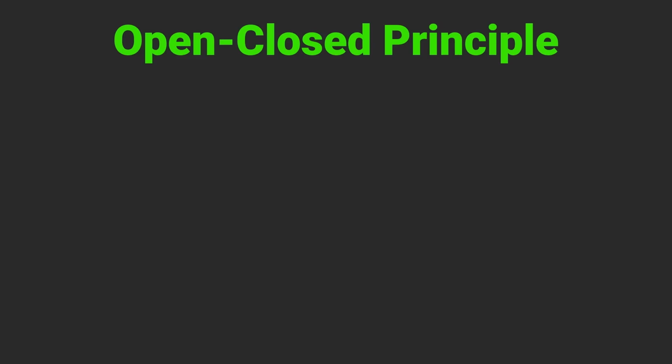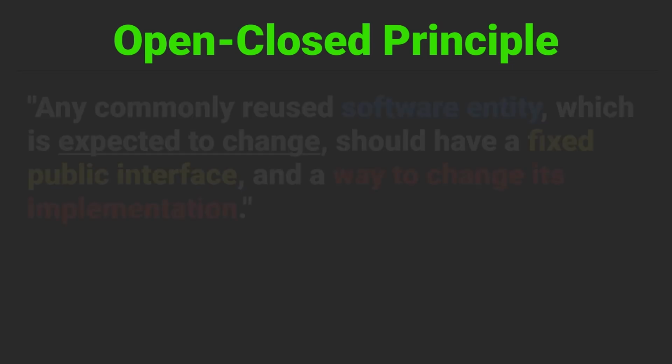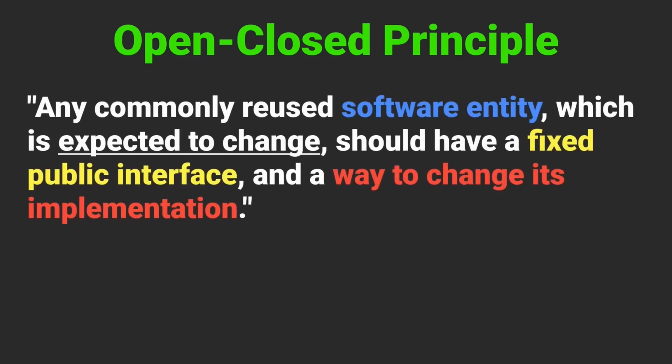The OCP is a relatively confusing concept, but I will try to explain it in the clearest way I can. To give you my own verbal definition, which we'll break down later, any commonly reused software entity which is expected to change should have a fixed public interface and a way to change its implementation. In order for that particular definition to make sense, there's a couple things that I need to unpack.